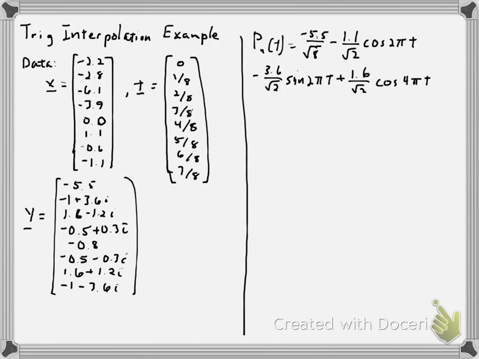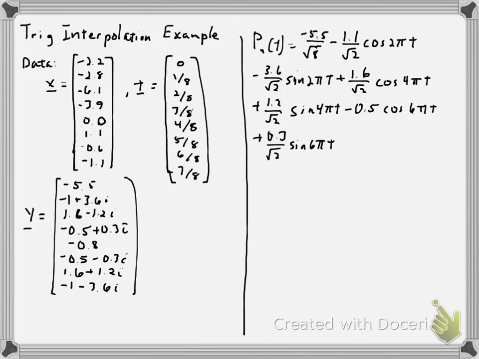And then we have plus 1.2 over the square root of 2. B sub 2 is minus 1.2. Sine of 4 pi t. And then minus 0.5 cosine 6 pi t. And then our b sub 3 is minus 0.3, so we have a plus 0.3 divided by the square root of 2 sine of 6 pi t.